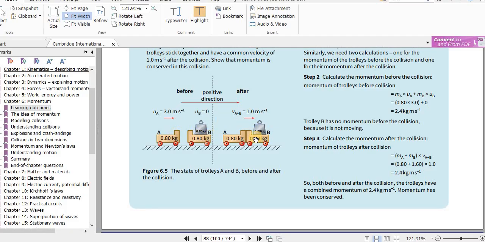So here what happens is these two things stick together after the collision. So clearly this is an inelastic collision. And we will also see relative speed. Relative speed of approach is equal to relative speed of separation in an elastic collision. But if it isn't, then they are not equal.